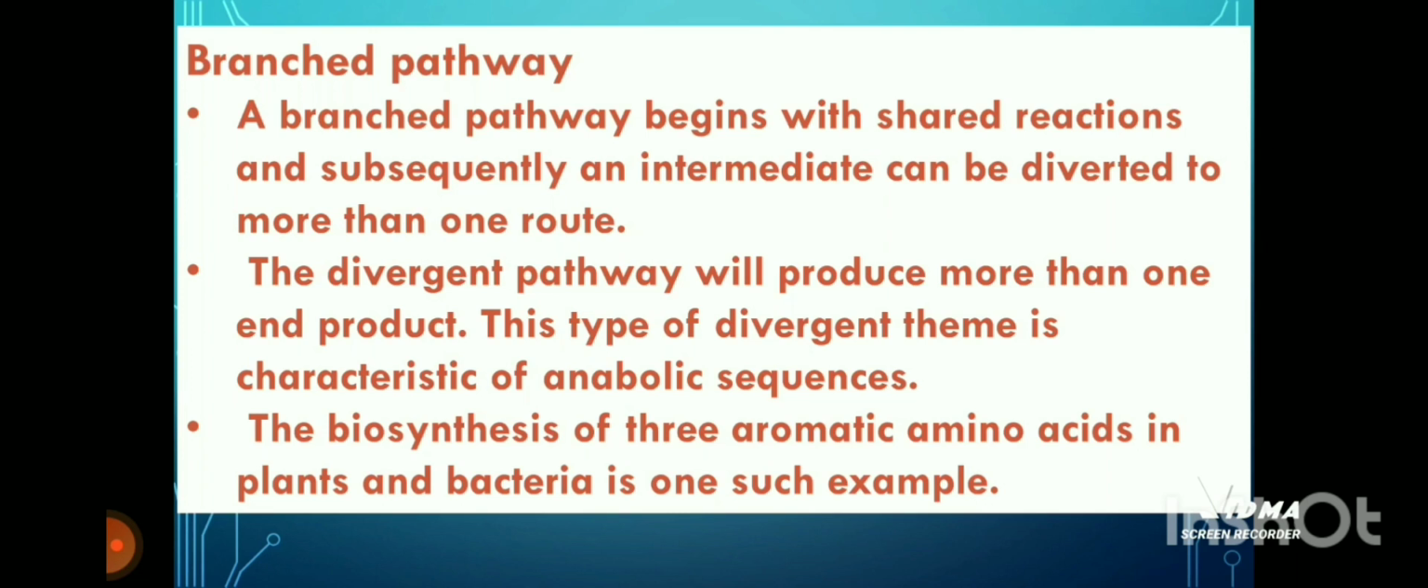Third is the branched pathway. What happens in the branched pathway? It starts with a shared reaction, and subsequently an intermediate can be divided into more than one route. In the branched pathway, they divide into more than one route. The divergent pathway will produce more than one end product. This type of divergent scheme is characteristic of an anabolic sequence. The biosynthesis of 3 aromatic amino acids in plants and bacteria is one such example.